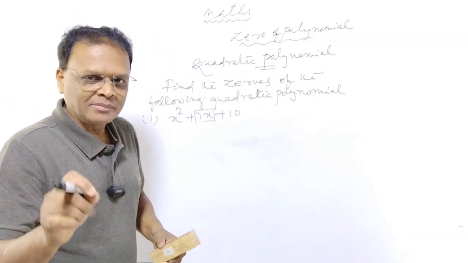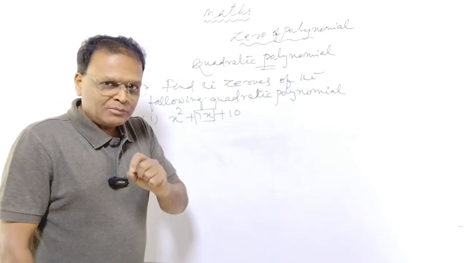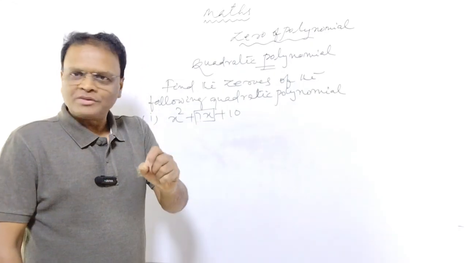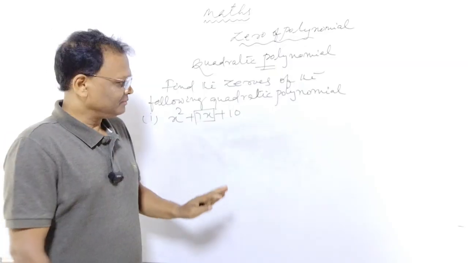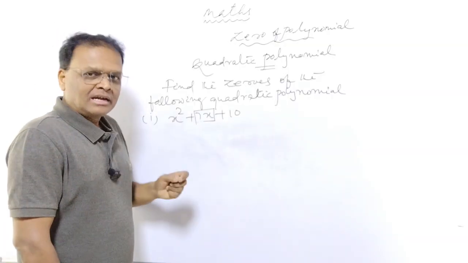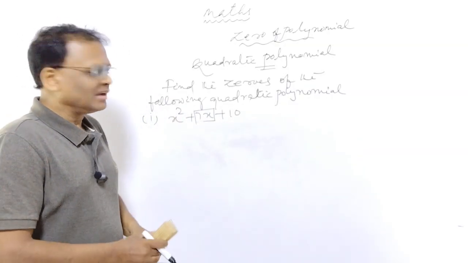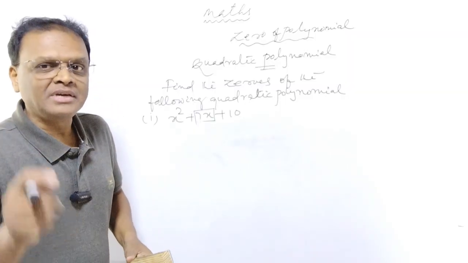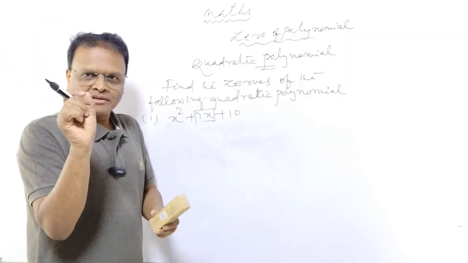Once again, let me repeat. x square plus 7x plus 10. I am going to find the zero of this polynomial, which means I am going to find the value of x. I told you, finding the zero means you are finding x only. Right? And the method we are adopting here is factorization by the splitting method. Splitting means two. We'll start.